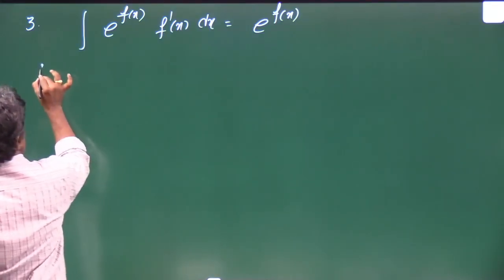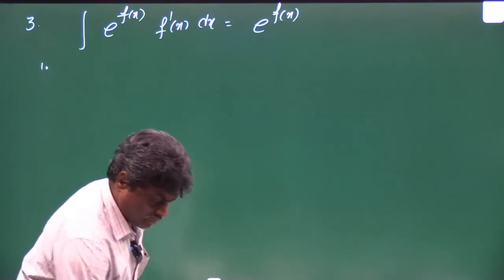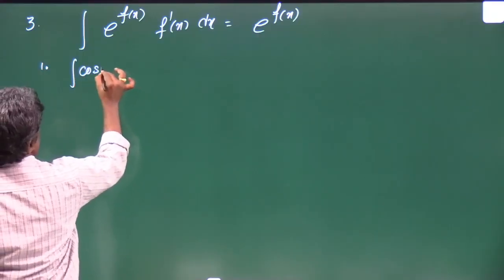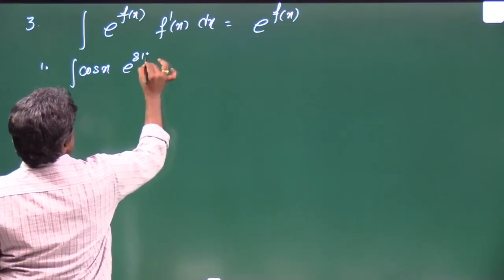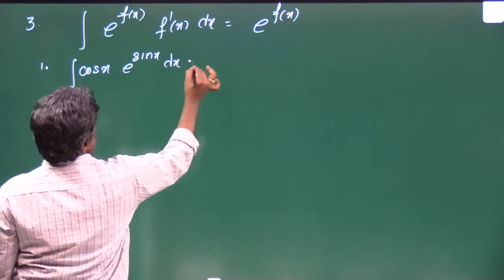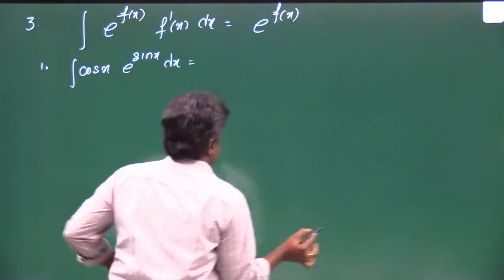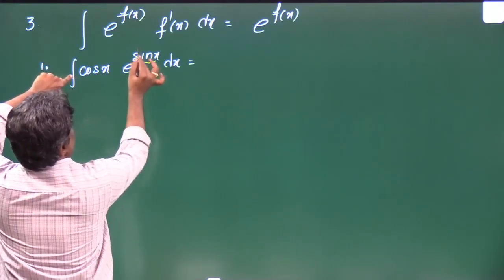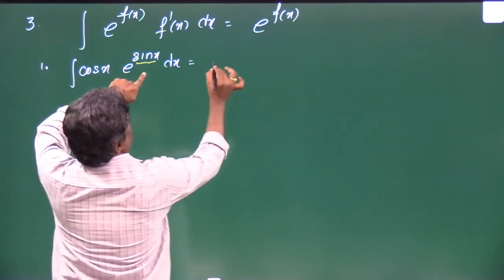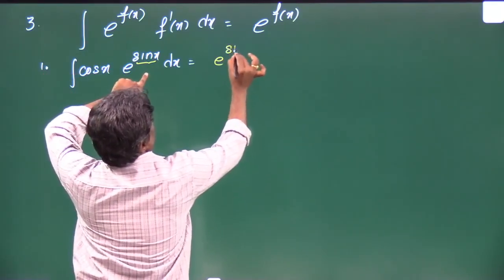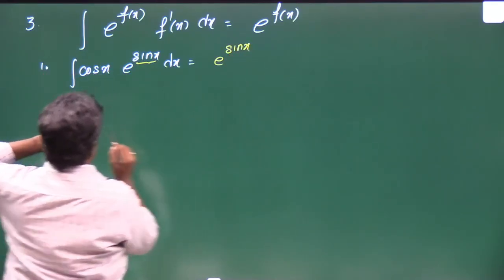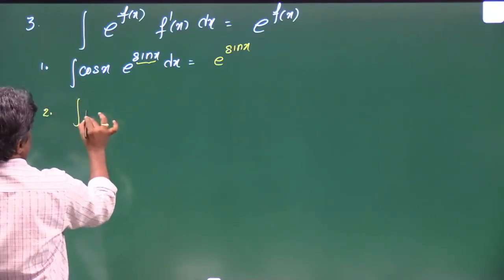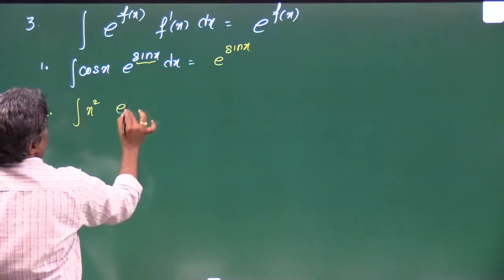Now let us take a few more examples here. So here I am taking integral cos x e raised to sin x dx. You can do this, please, come on, continue. So here this is the function f of x and its differentiation is here. That's why simply the answer is e raised to sin x. Of course, plus c.